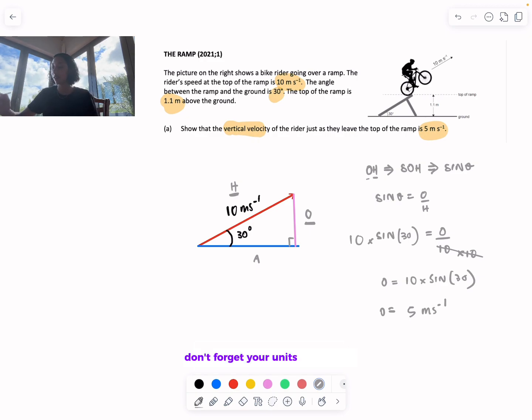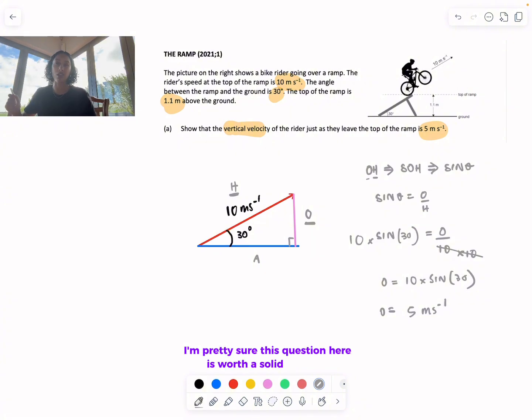Don't forget your units, super easy. I'm pretty sure this question here is worth a solid achieved. So well done for studying with me.